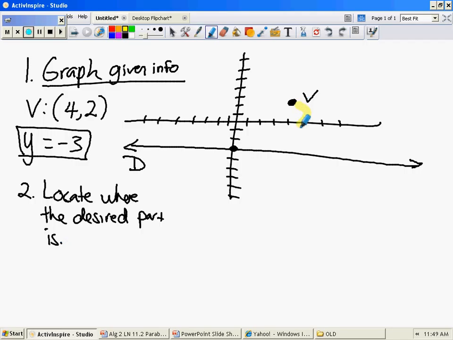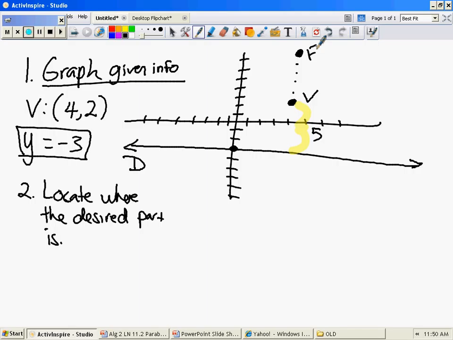So let's find out what is this distance right here, from here to here. How far away is my vertex from my directrix? Well, let's see. Down 2, down 3, a total of 5, right? So if it's down 5, then my focus should be up 5 also. So let's go ahead and count up 5 spaces. 1, 2, it's kind of hard to see here without graph paper. 1, 2, 3, 4, 5. That's where my focus should be.